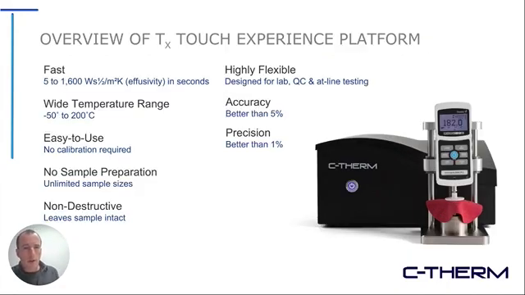But really, we're going to be zeroing in more on the TX Touch Experience system. This offers the capability to test from -50 to 200 degrees C. It's very easy to use. There's no user calibration required. It's factory calibrated. It's a plug and play format. Very sensitive instrument. Accuracy better than 5%. Precision better than 1%.